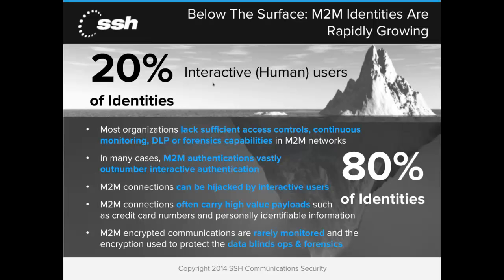But if we look at what below the surface means for organizations, it means most lack sufficient access controls, continuous monitoring, DLP, or forensics capabilities in their environment. In many cases, their end-to-end authentications vastly outnumber the interactive authentications, as we said, and this creates a huge risk because, as we go to the next bullet, these end-to-end connections can be easily hijacked by interactive users, and this oftentimes happens inside of organizations.